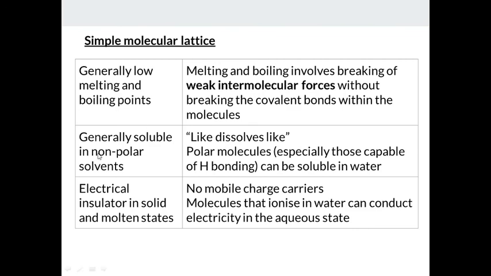And it's generally soluble in non-polar solvents, except for polar molecules, especially those capable of hydrogen bonding. They can be soluble in water as well. It's an electrical insulator in solid and molten state, but molecules that ionize in water can form free mobile charge carriers in solution, thus enabling it to conduct electricity in the aqueous state. Examples of these molecules are the hydrogen halides.